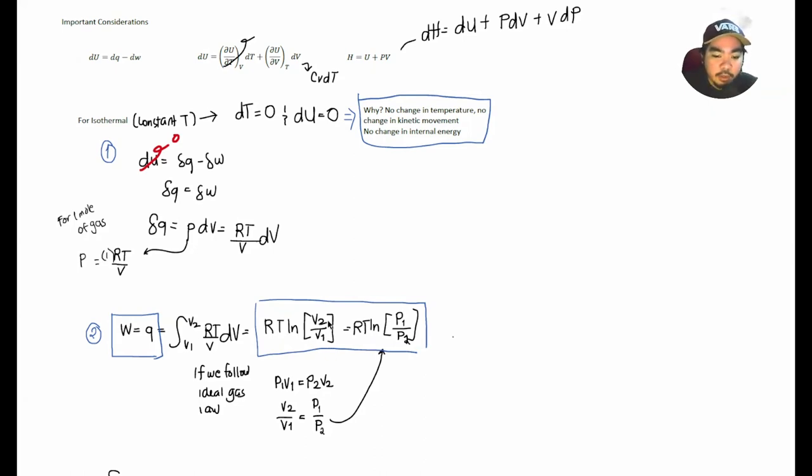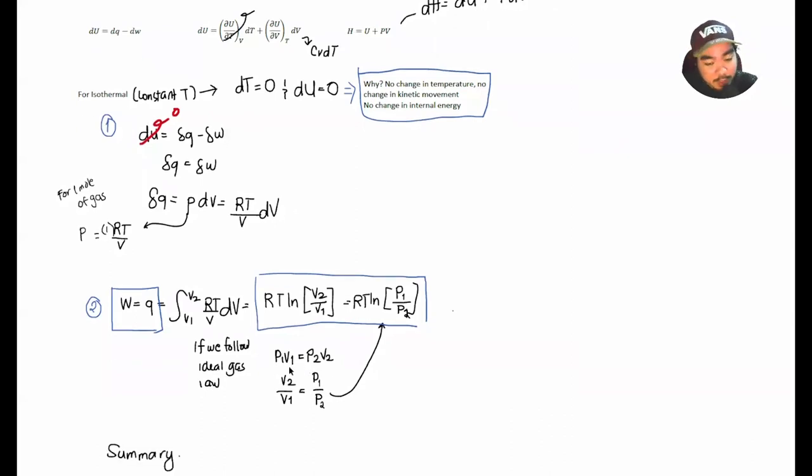Or kung ipapalit natin itong V2 and V1 in terms of pressure, then we can also have RT ln P1 over P2. And in this case, ipa-follow lang natin yung ideal gas law. This is, I always forget this, no? Isa to sa either Charles or Boyle's law. Isa sa kanila. So ito, pwede natin i-substitute, lalo na pag, kunwari, yung given parameters ng system niyo is in terms of P1 and P2, then mas madali natin evaluate kung itong P1 over P2 as opposed to V2 over V1 para hindi na tayo dumaan dito.